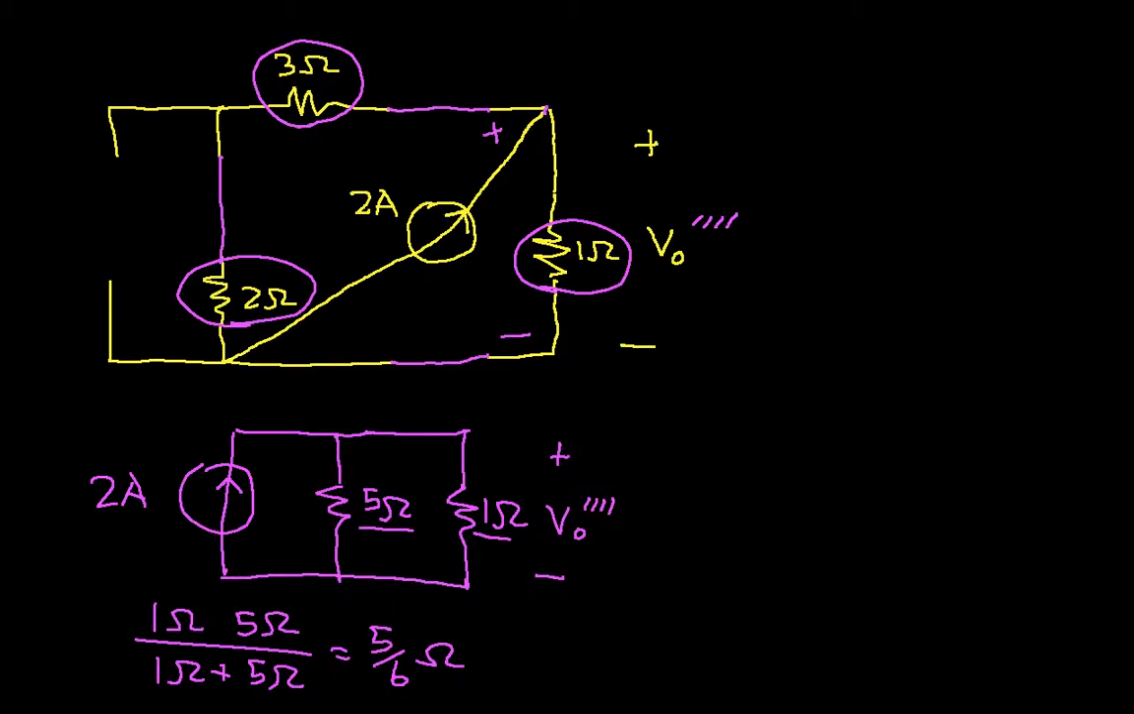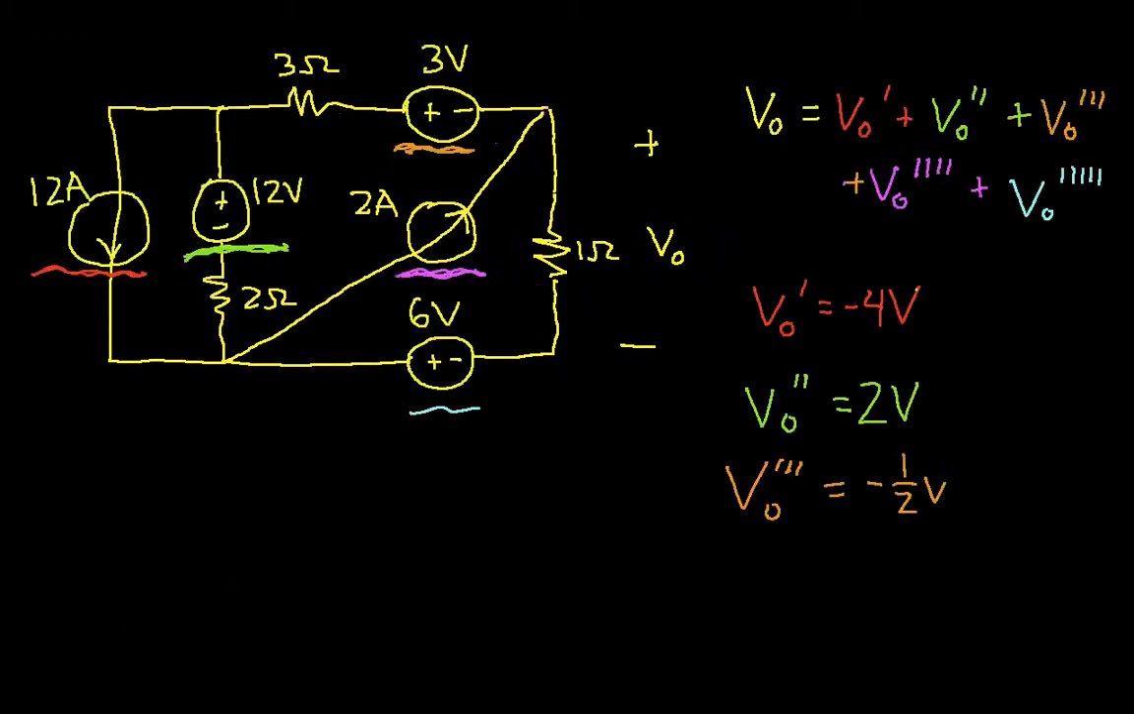And I have a current of 2 amps flowing through my 5/6 ohms. So this says that V0 quadruple prime is going to be 5/3 volts. Okay, well, let's go write this down. V0 quadruple prime is 5/3 volts.